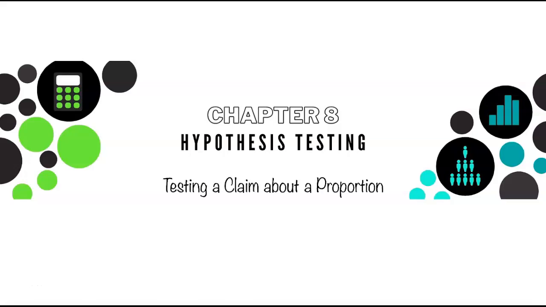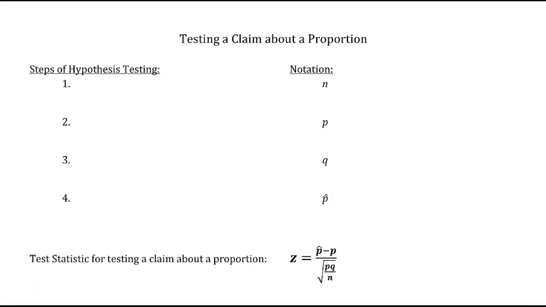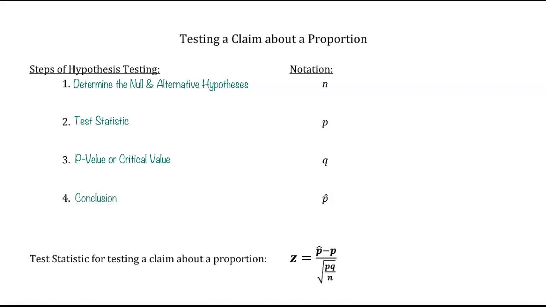In this lecture video, we're going to learn how to test a claim about a population proportion. We'll start by listing out the steps of hypothesis testing. Step 1 is to determine the null and alternative hypotheses. Step 2 is to calculate the test statistic. Step 3 is to find the p-value or critical value, depending on which method you choose. And step 4 is to determine and state the conclusion.